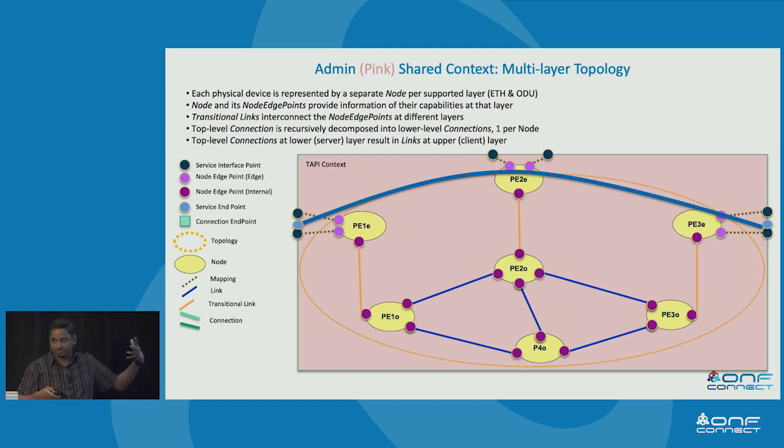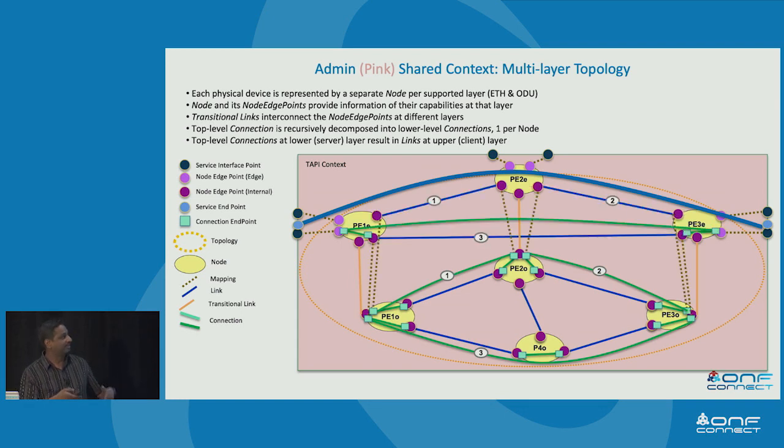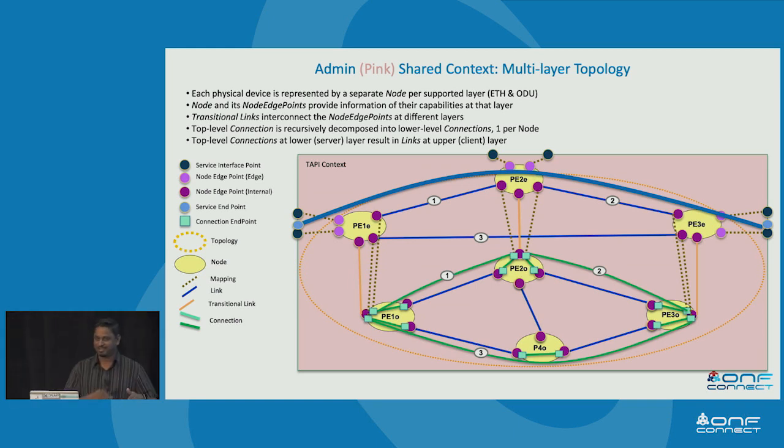Right? So first you need to set up the Ethernet links, and how you do that is you create connections in the optical layer. Once you create the connections in the optical layer, you have a link in the client layer that maps to each of the connections in the optical layer. So now I'm bringing another concept of TAPI topology, which is the relationship between connection and a link. So a connection in a server layer always results in a link in a client layer. Right? We are now talking layer networks. Just remember that. We are not yet talking any partitioning or abstraction.